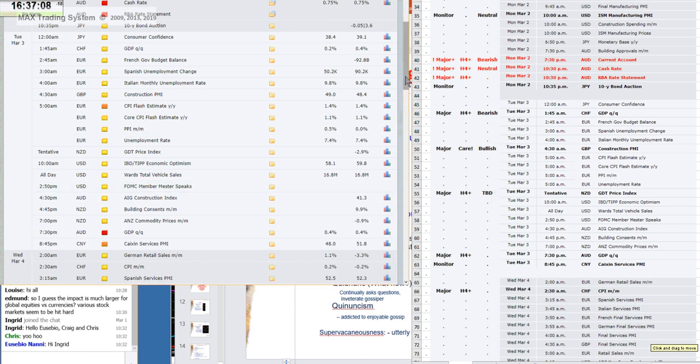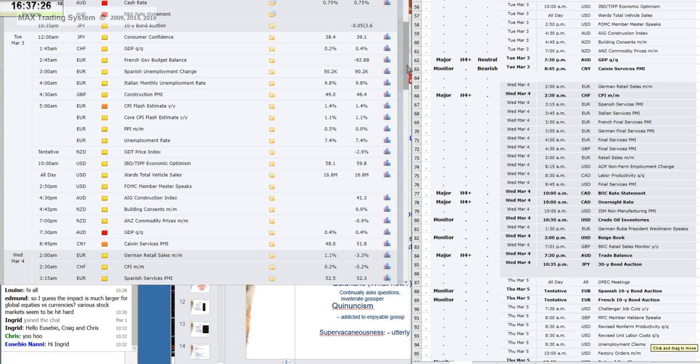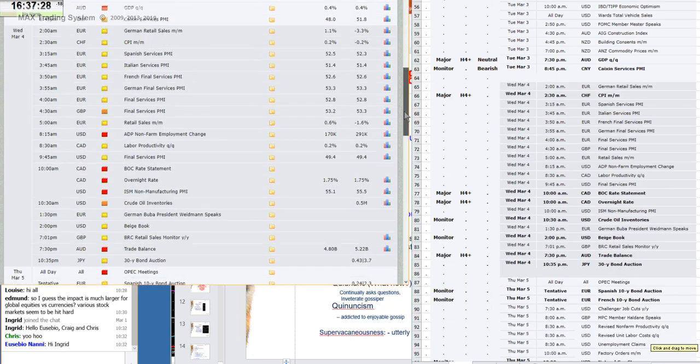Then we will have the Aussie GDP quarter over quarter, major higher time frame neutral, and the Caixin Services PMI for China, so to monitor and bearish. So this means that this can hit the Australian and New Zealand economy further.